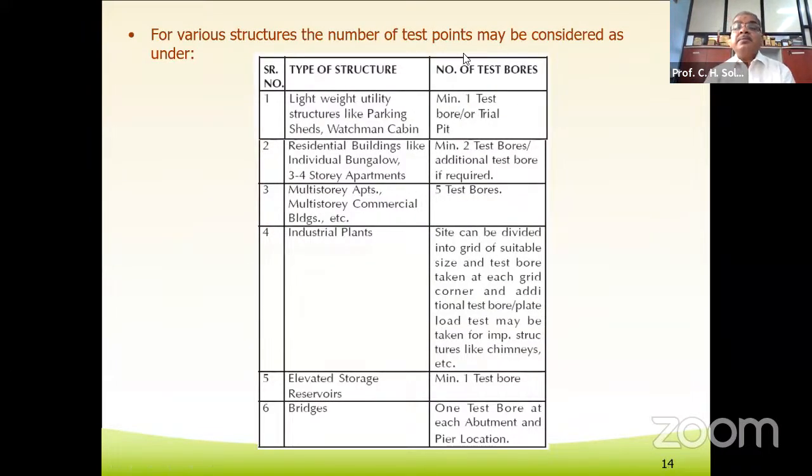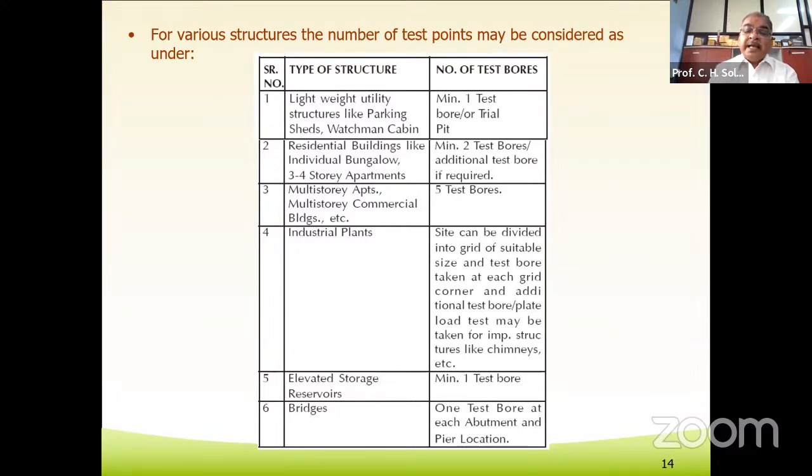For various structures, how will you consider the number of bores? It has been mentioned here in this slide. Serial numbers 1 to 6 show the types of structures and what number of test bores are required for such structures. As you know, lightweight utility structures like parking sheds, watchman cabins, etc. do not require full borings. In such cases, one test pit of shallow depth may be sufficient.